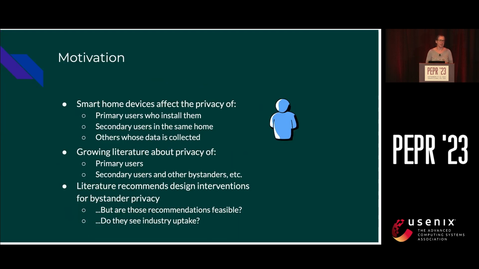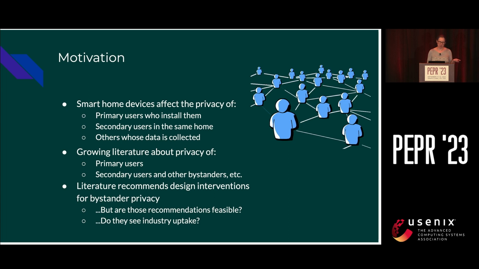Smart home devices don't just affect the privacy of the owners or primary users who choose to install them, but also secondary users living in the home and others whose data they collect. There's a growing body of academic literature about smart home privacy, mostly about privacy of primary users, but also increasingly focused on other users and bystanders. This literature often makes recommendations for product design to improve bystander privacy, but many of those recommendations have never been implemented or tested, and there's a big gap between research findings and industry practice.